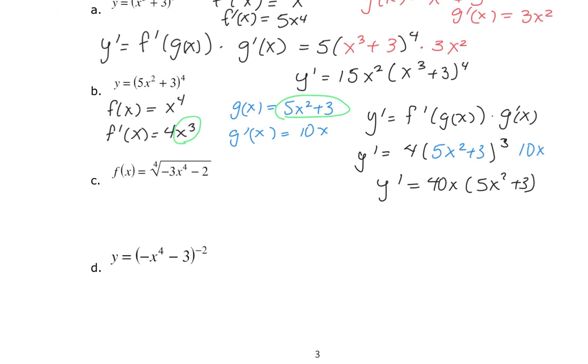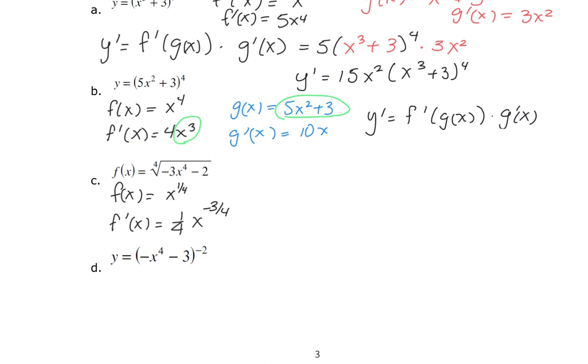Let's take a look at C. Again, I'm going to figure out what my ideal f of x is going to be. So my f of x, my outer function, would be x raised to the 1/4, which is the same thing as a fourth root. Then f prime of x would be equal to 1/4 x raised to the negative 3/4. Remember, I'm always subtracting off 1.